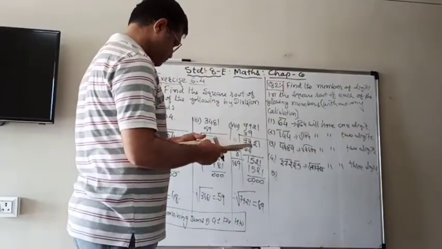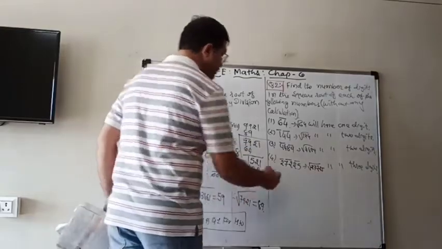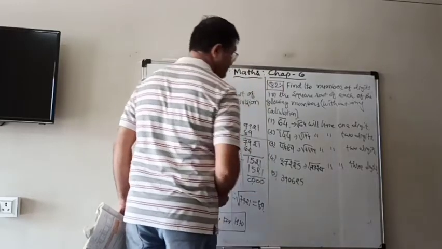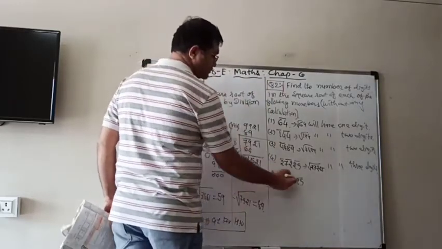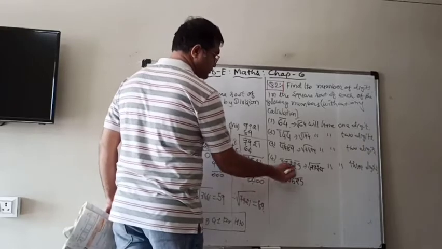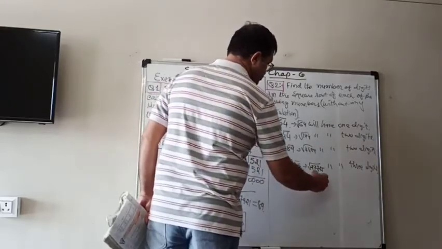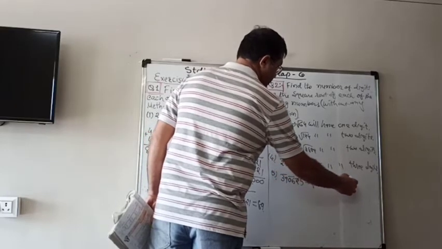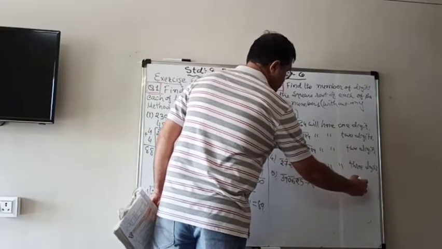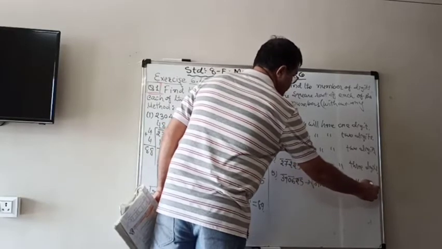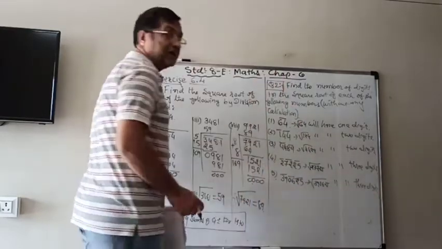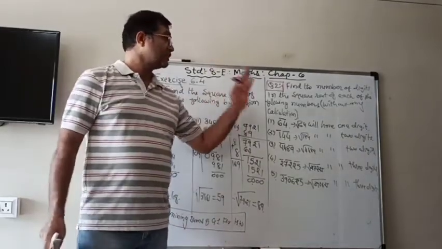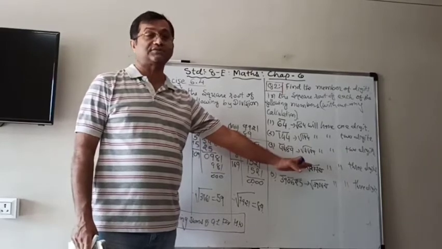Fifth one. 390625. Make the pairs 1, 2 and 3. It means that the square root of 390625 will have 3 digits. So here without calculation we can find the number of digits in the square root of these numbers.